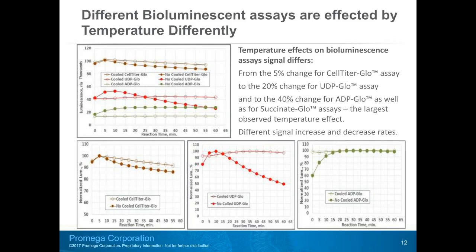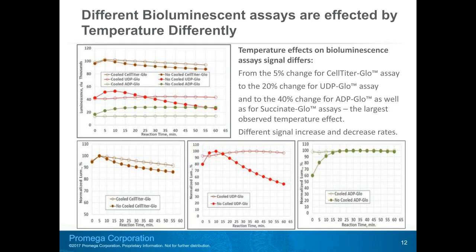In some bioluminescence assays, for example the Succinate-Glo assay, the signal increase caused by temperature is small, only about 5%. A larger signal increase of about 20% was observed, for example, in the UDP-Glo assay, and the largest, up to 40% signal increase caused by temperature, was observed for the Succinate-Glo and ADP-Glo assays.